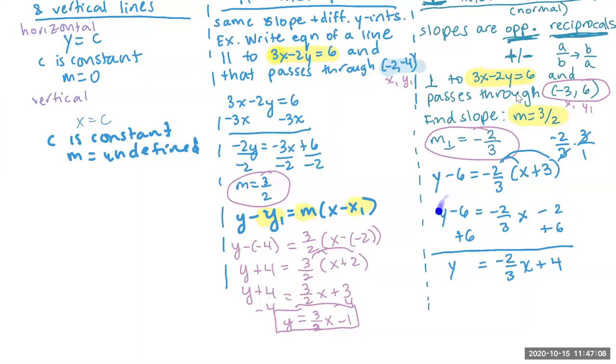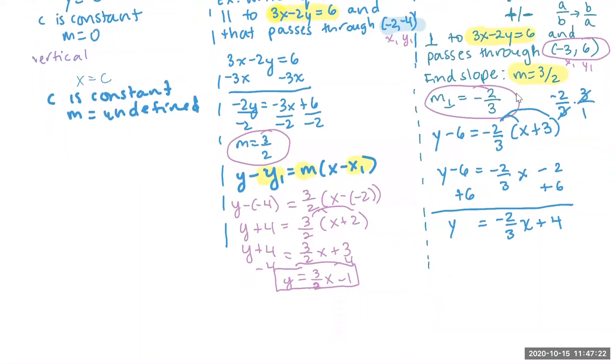And then to undo the minus 6 on the other side, I'm adding 6 to the like term on the other side. So it should be plus 4 as your y-intercept. Very good. Okay, so again, does that make sense to you guys? Does anyone have questions on that?